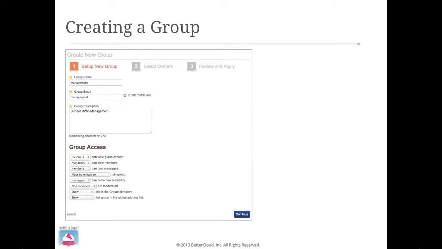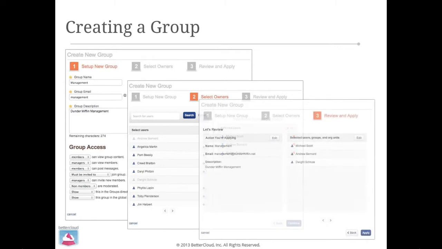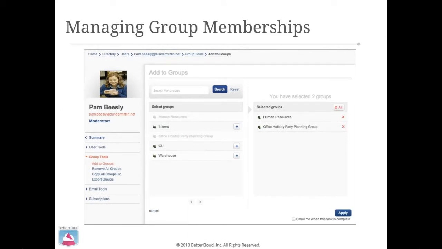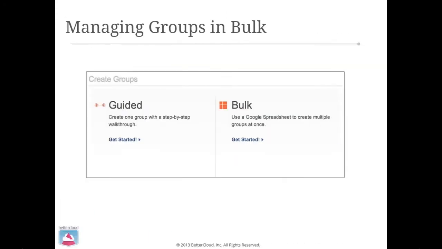So this is how you create a group. It asks you some of the basic permissions. In step 2, you select the owners. In step 3, you review. And then after that, you can add those members very, very easily. So this is how you would add a specific member to a group or a group to a member. It's very easy to do both.